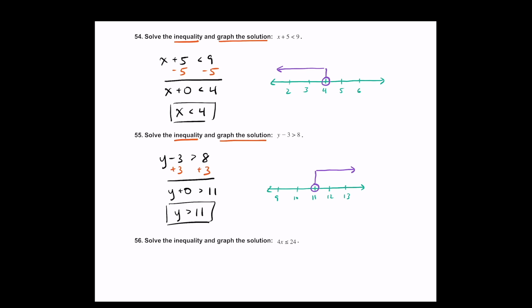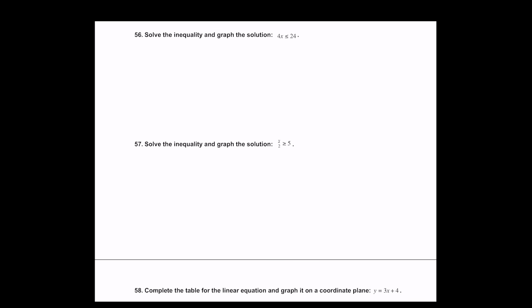Okay, moving on, let's check out some other types of inequalities here. So let's solve this inequality and then go ahead and graph it. We have the inequality 4x is less than or equal to 24. To solve for x, we have to use the division property of inequality, divide both sides by 4. We'll get 1x is less than or equal to 6, but we can drop the 1 by the identity property and say x is less than or equal to 6.